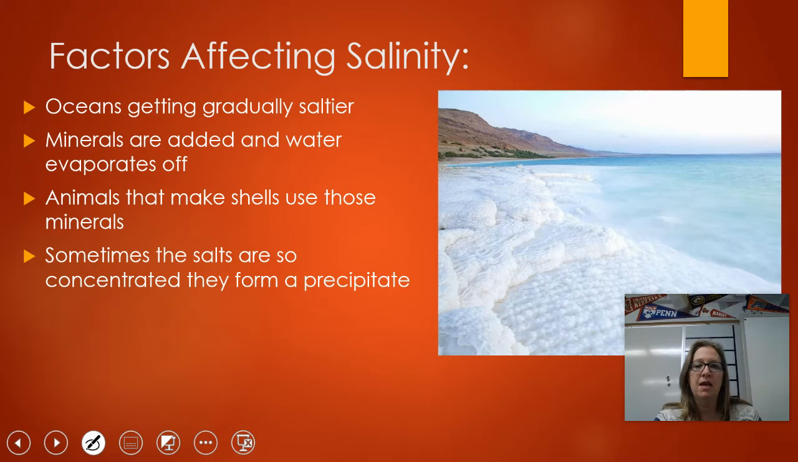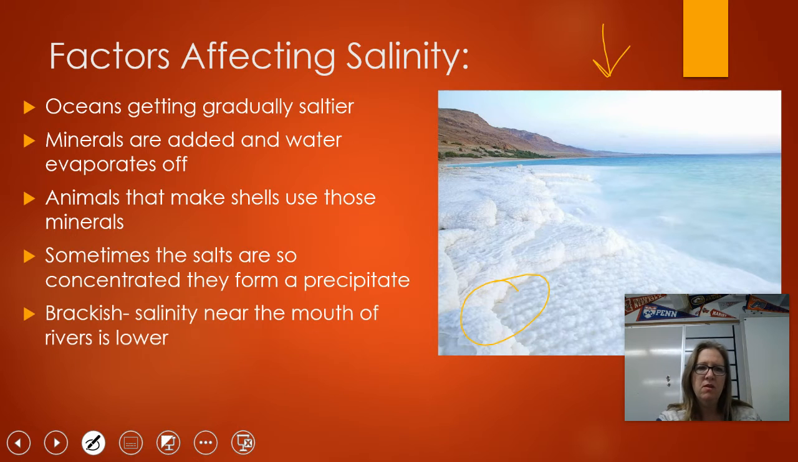Sometimes a sea or an ocean region can be so concentrated that it forms something known as a precipitate. If you pour salt into a glass of water, you can only put so much salt in it before it stops dissolving. Water can only hold so much salt. And so if that concentration goes up too high, it starts coming back out of solution and becoming a solid. This is a picture of the Dead Sea. It has such a high concentration that the salt causes that precipitate, and this is literally solid salt on the banks of the Dead Sea.